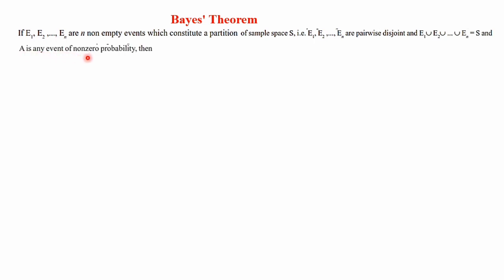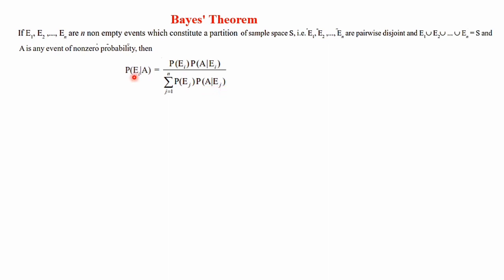And if A is any event of non-zero probability, then P of Ei given A, in the sense here E is the partition of sample space and A is any event which is having a non-zero probability, is equal to P of Ei into P of A given Ei divided by sigma j equal to 1 to n P of Ej into P of A given Ej. Here in the denominator we are using j because i we have already used in the numerator. So P of Ei given A is equal to P of Ei into P of A given Ei divided by sigma j equal to 1 to n P of Ej into P of A given Ej.